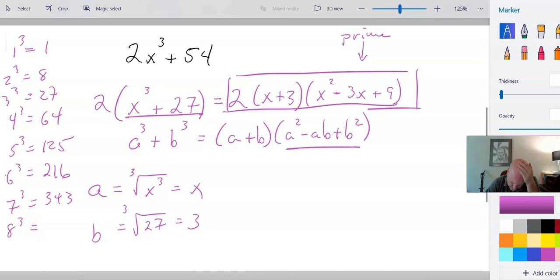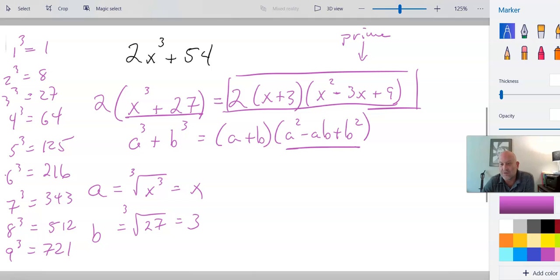8 cubed is, wait, no, that's not right. 8 cubed is 512. Yeah, you can see where this is going. 9 cubed is 721, right? 10 cubed is 1,000. So those are your first 10 cubes.